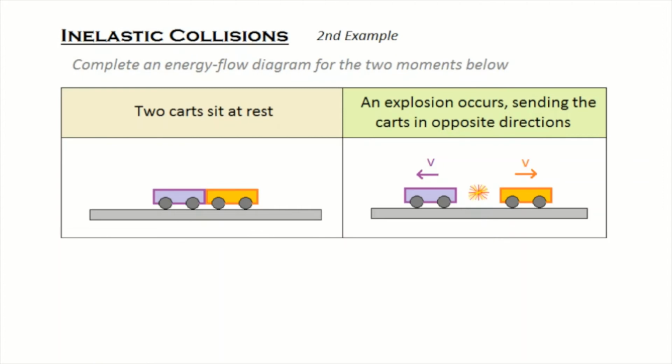Typically, we think of collisions as two separate objects combining into one, but in physics, we can consider a collision as one object that separates into two, like you see here. On the left, we have a purple and orange cart touching. They're both at rest. On the right, maybe an explosion has occurred between them. It sends the carts moving in opposite directions.